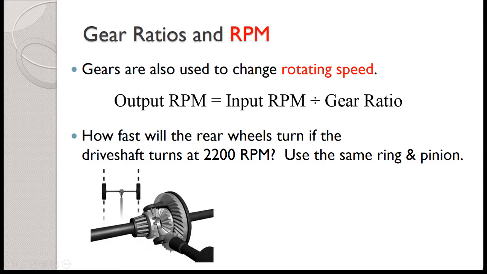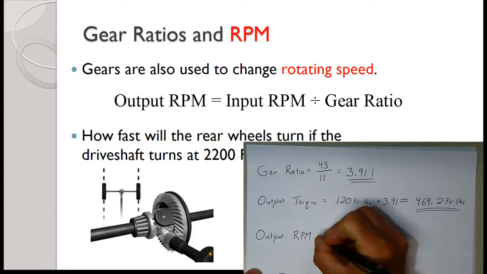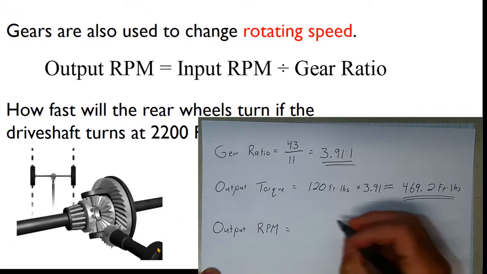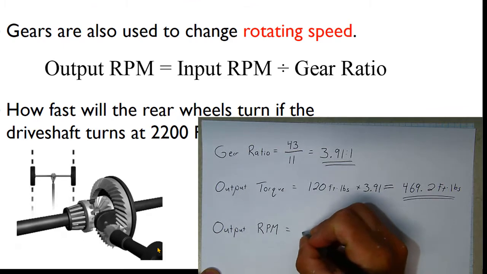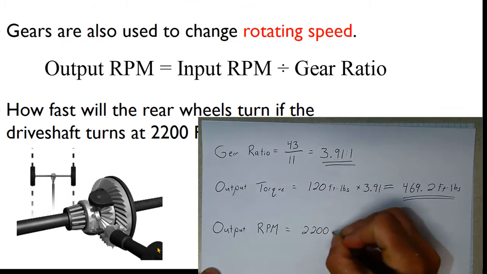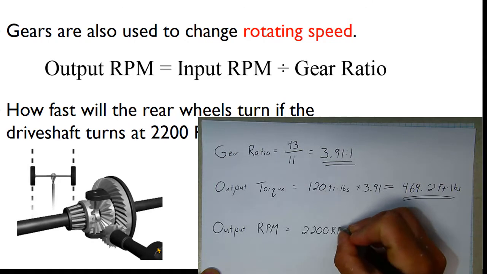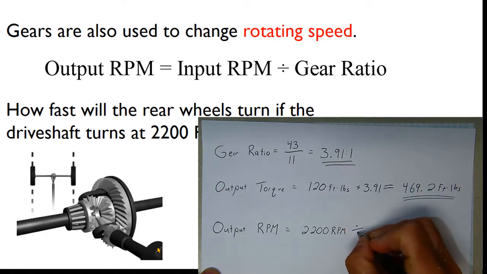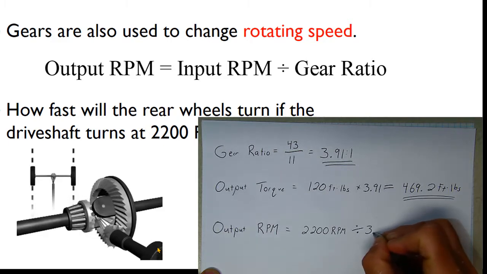So let's look at this example. How fast will the rear wheels turn if the drive shaft, that is to say our input power, is turning at 2200 RPM? Well, let's use our formula here. Our output RPM is our input RPM, 2200 RPM. But this time we don't multiply, be careful of that. We're going to divide by our gear ratio. So we're going to divide by 3.91.